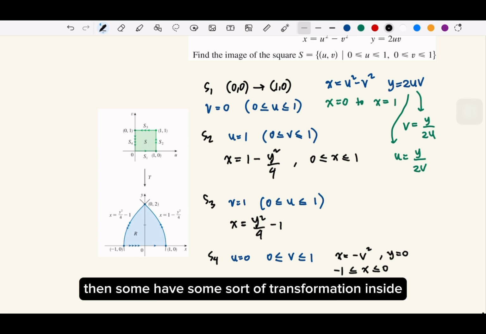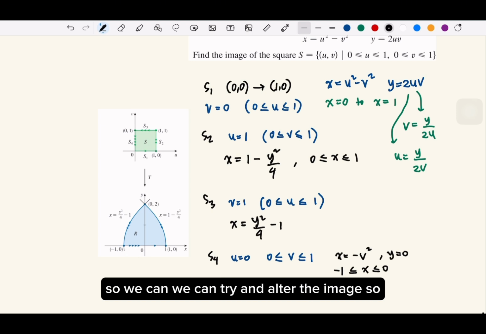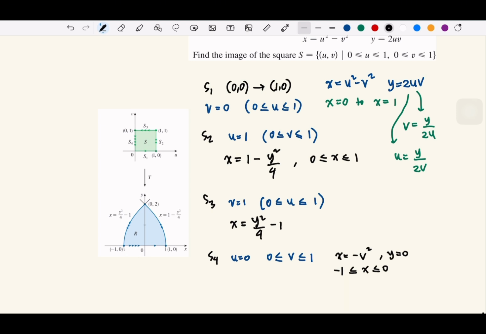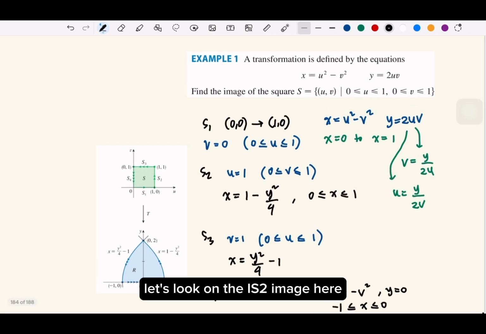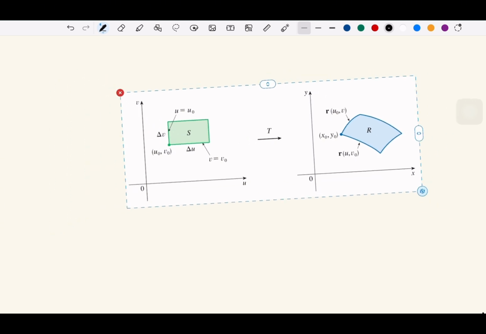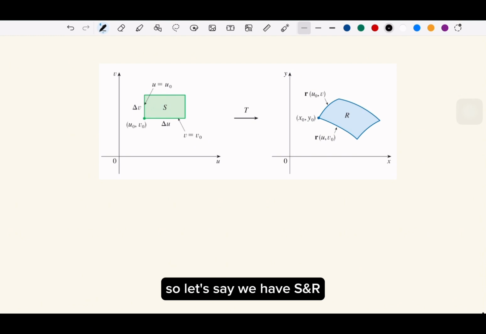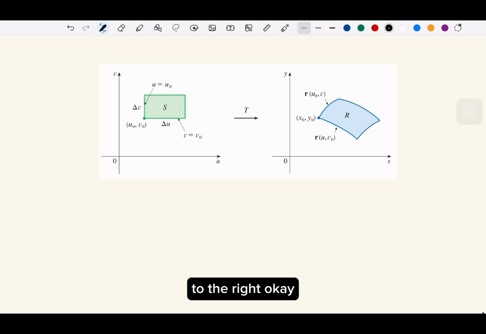Usually that is how the machine works in a computer. So your computer has some sort of transformation inside, and this is one way to see what the transformation looks like if we look at an image. Okay, so we can try and alter the image. To begin the transformations, let's look at these two images here. Let's say we have S and R, and we also state that we have our transformation T. So imagine that we are going to transform the left to the right, okay?